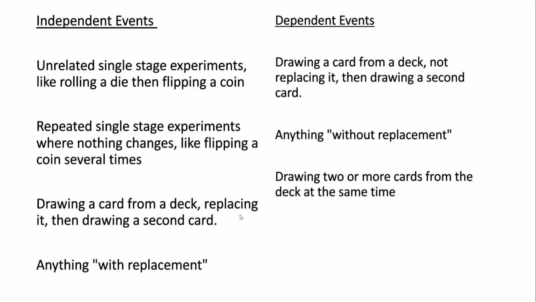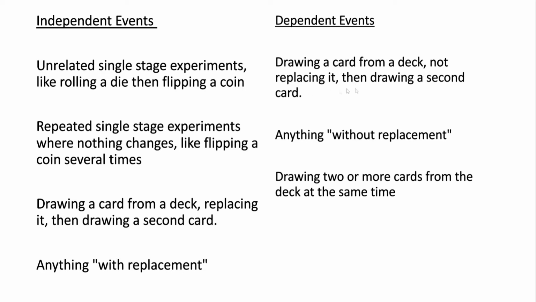Drawing a card from a deck, replacing it, then drawing a second card is also independent. If we take one card out of the deck and put the card back into the deck, there's 52 cards in the deck again, all of the cards are there again, and when you take out a second card, the probability is not going to change. Look for the key term "with replacement."